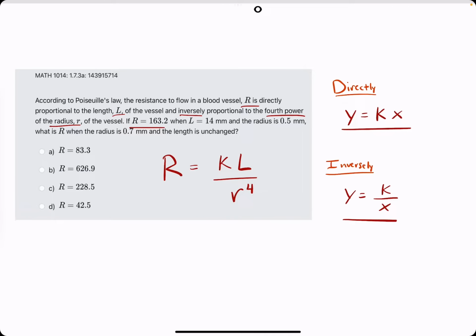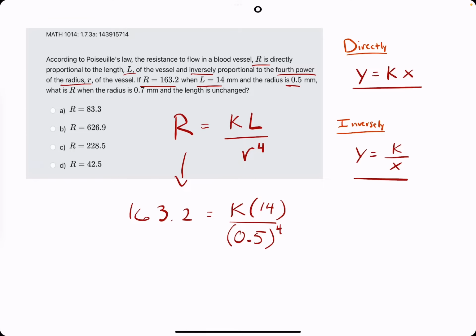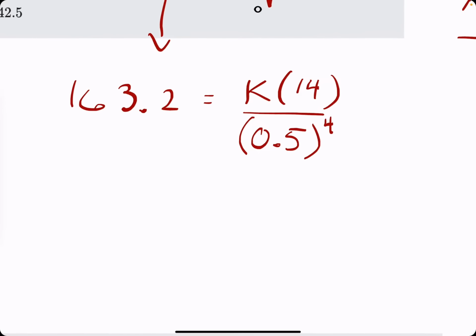Then they give us R equals 163.2, L is equal to 14, and radius is equal to 0.5. So starting with that information, we are going to solve for the one unknown. Let's plug in what we know. We know that capital R is 163.2. We don't know k. We know L is 14, and we know r is 0.5, so we're plugging in 0.5 for little r for the radius. Naturally, this will allow us to solve for k, since k is the only unknown in this equation.